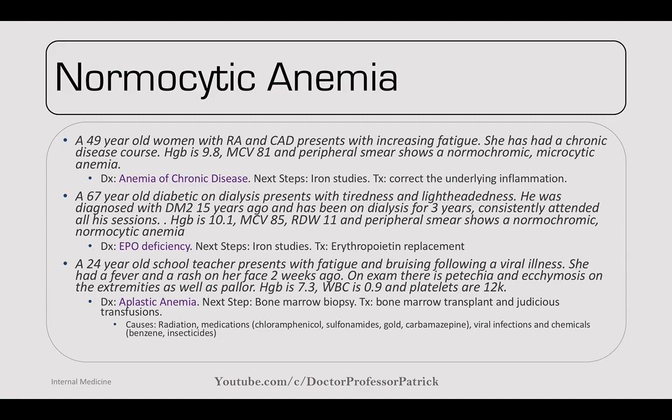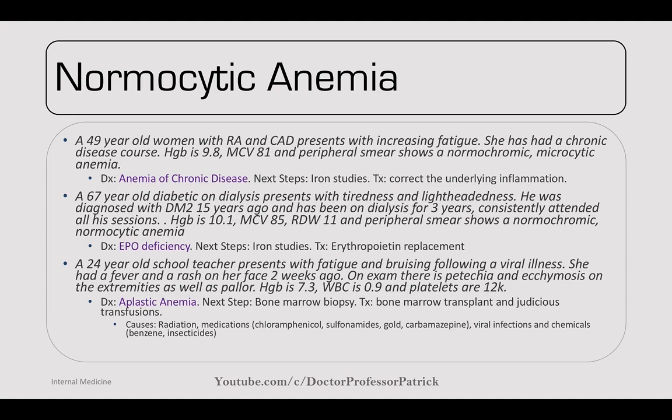Hemoglobin is 10.1, MCV is 85, and RDW is 11. Peripheral smear shows a normochromic normocytic anemia. The diagnosis here would be EPO deficiency from the chronic kidney disease. The next steps would be iron studies to differentiate this between anemia of chronic disease and iron deficiency anemia. And the treatment would be erythropoietin replacement therapies with her dialysis.